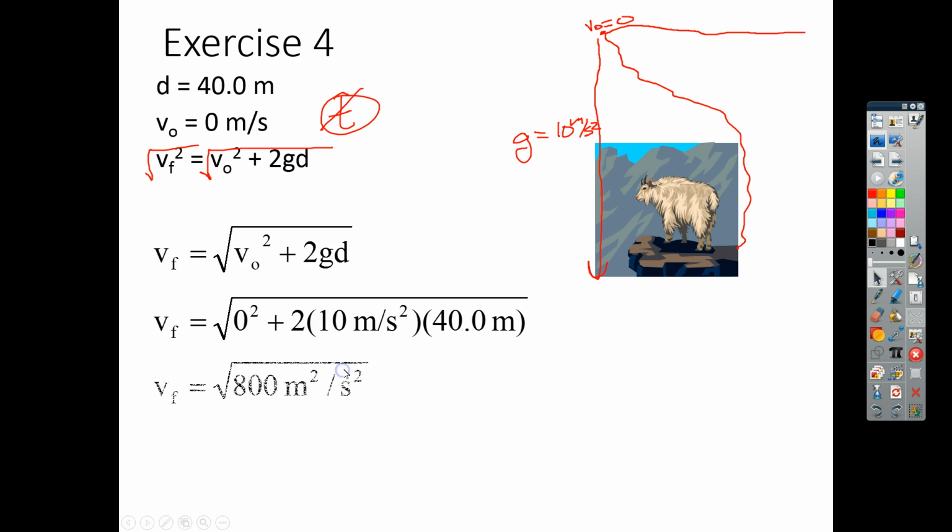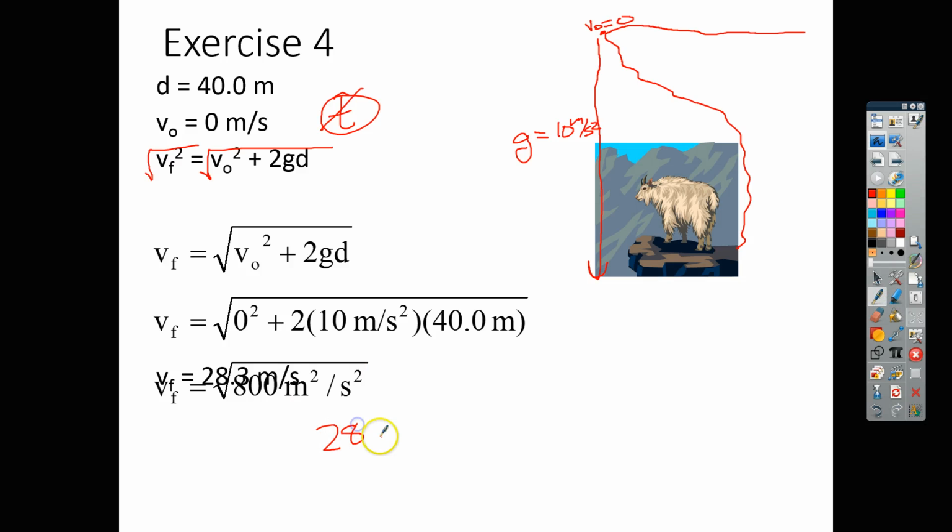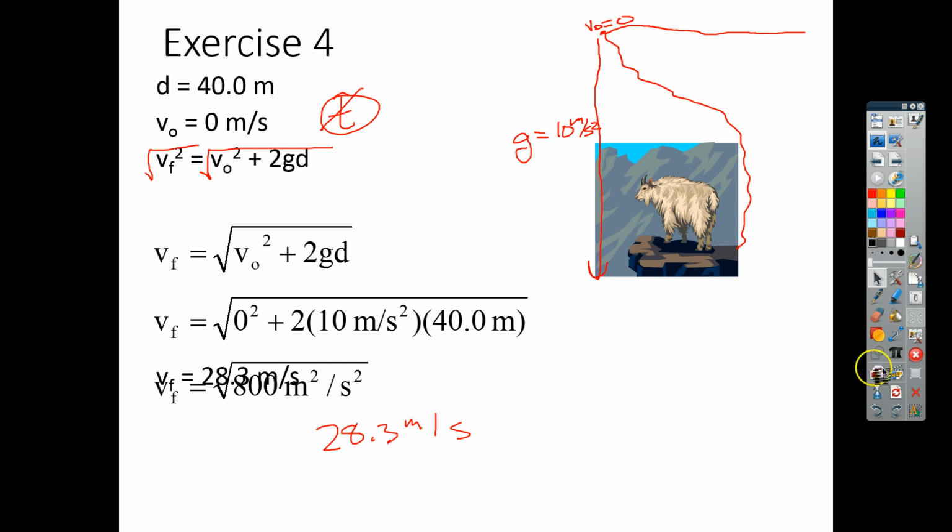We're going to go ahead and do our math, and here's our final answer of 28.3 meters per second. Not sure why that happened, but it should be 28.3 meters per second would be the speed of that rock as it goes by his head.